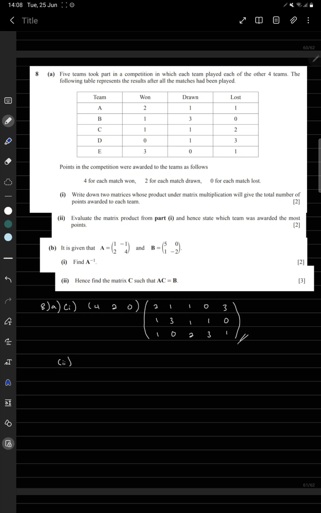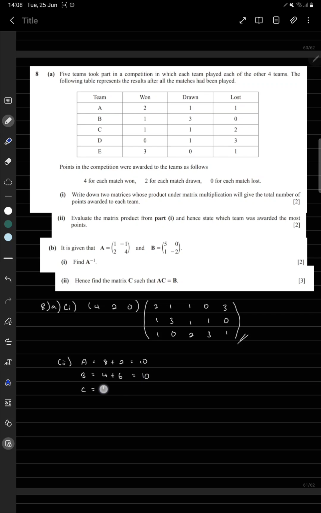So now in part 2, you want to evaluate the matrix product from part 1 and hence state which team was awarded the most points. Okay, so in this case, what we're going to do is find the points for each team. First we have team A. Team A is going to be 4 times 2, so that's 8, plus 2 and then plus 0, which equals 10. Team B is going to be 4 plus 6, which equals 10 also.